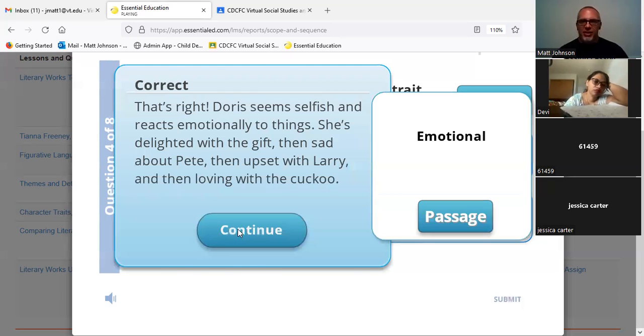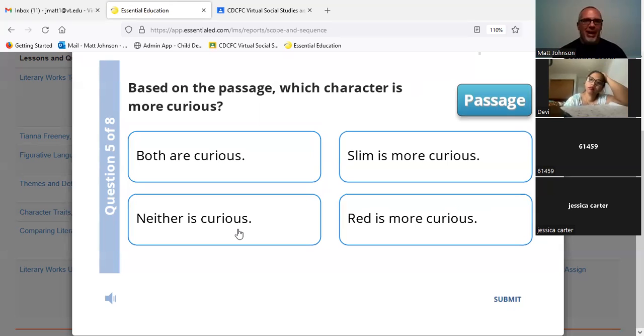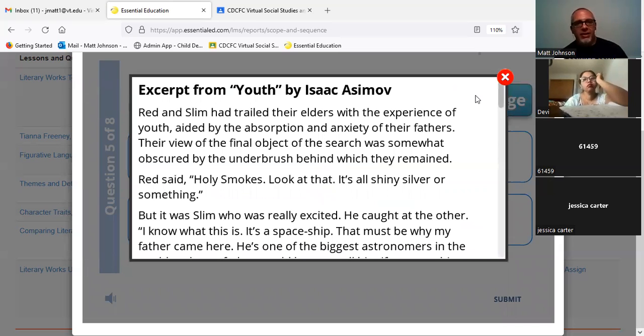And those other ones, no information really in the passage that would indicate that. So a new passage here. It's some more science fiction oriented stuff, and this is by Isaac Asimov.